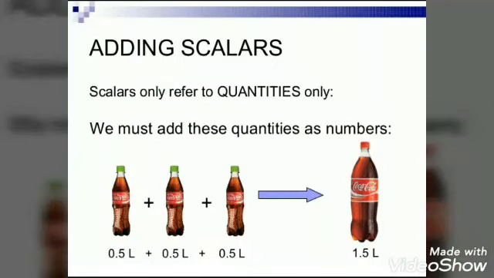adding scalars. Scalars only refer to quantities. So how are we adding? Suppose we are adding 0.5 ml, 0.5 ml, 0.5 ml. The total value is 1.5 ml. So we are taking only the quantity.